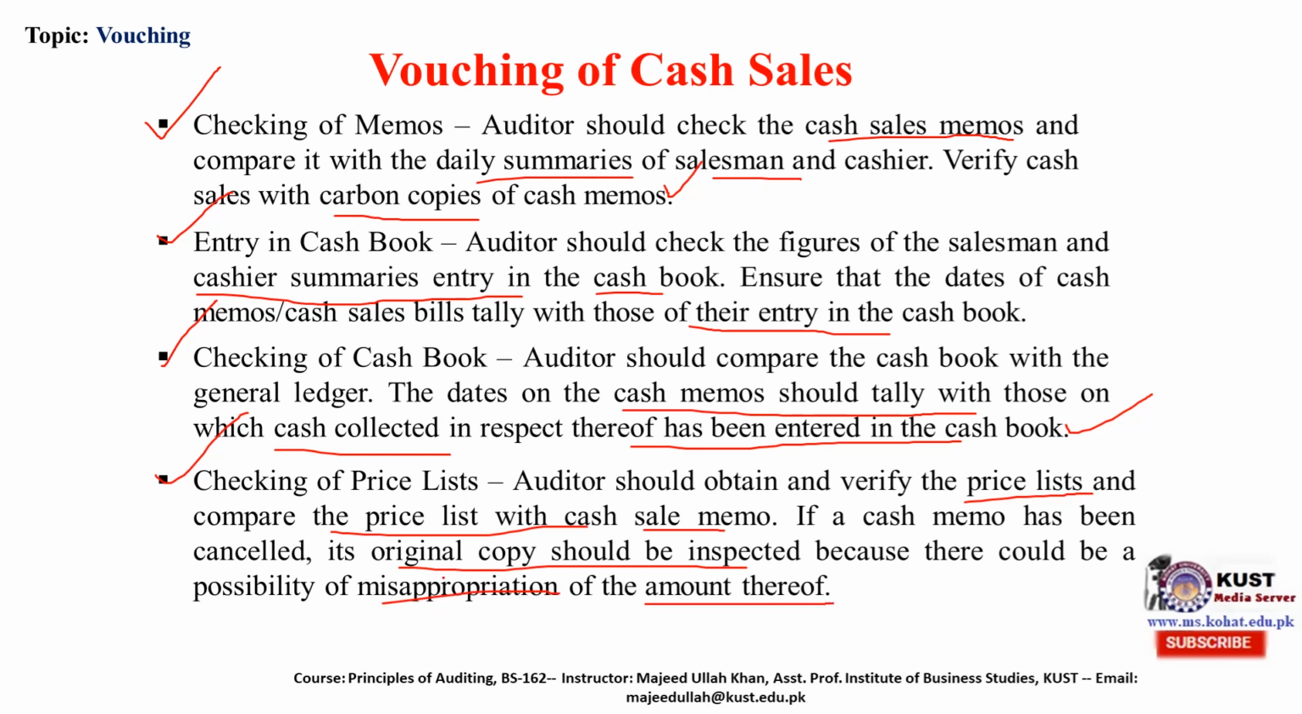So the auditor should check the price list of the items, and then this price list should be compared with the cash memos and then with the cash book entries. It should tally, because if the price list is one and the cash memo is made at a different price, the difference may have been misappropriated by the salesmen and the cashiers.